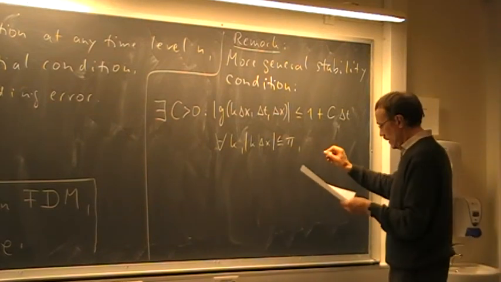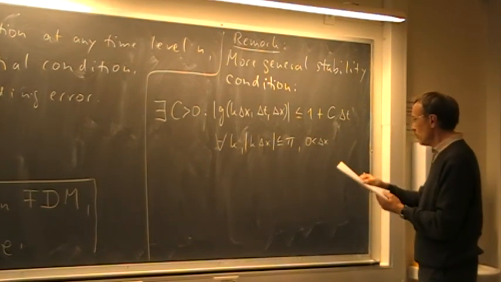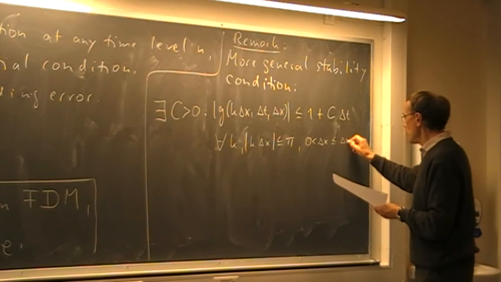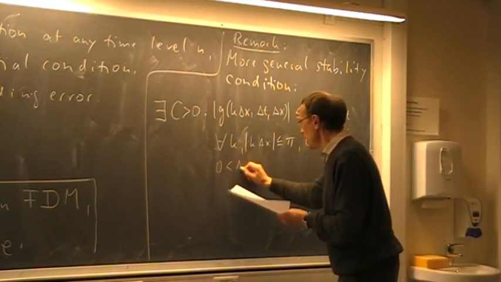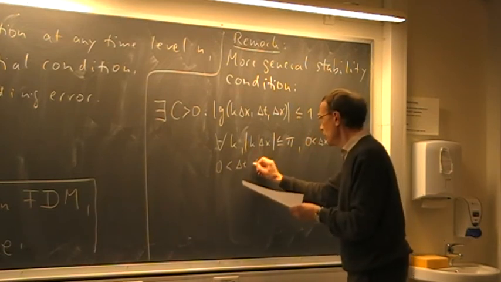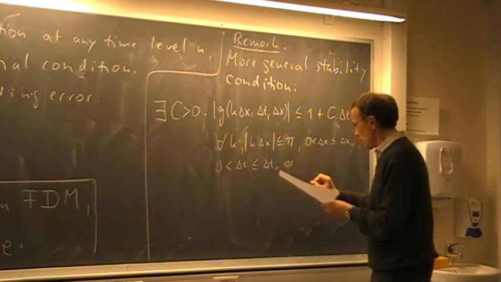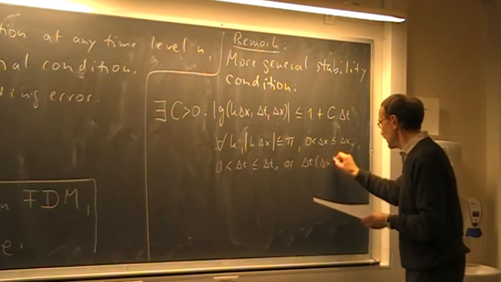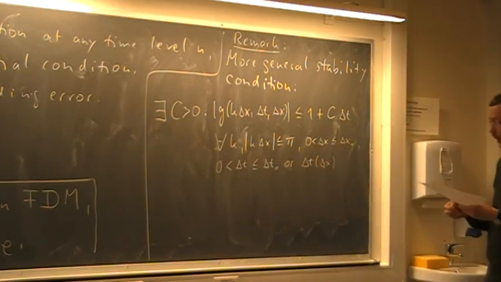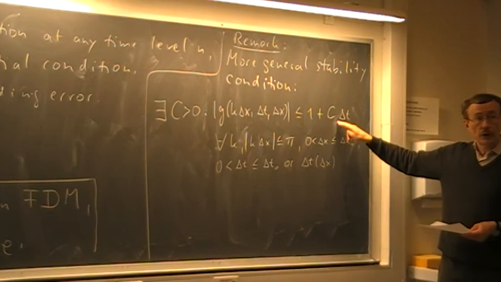And this holds for a grid spacing greater than 0 and smaller or equal than some limit, and a time step delta t greater than 0 and smaller than some limit, or, especially when we get a stability condition, delta t will be a function of delta x. So this is a little technical. The point is we allow not just a bound of 1, but we allow for a growth in delta t.